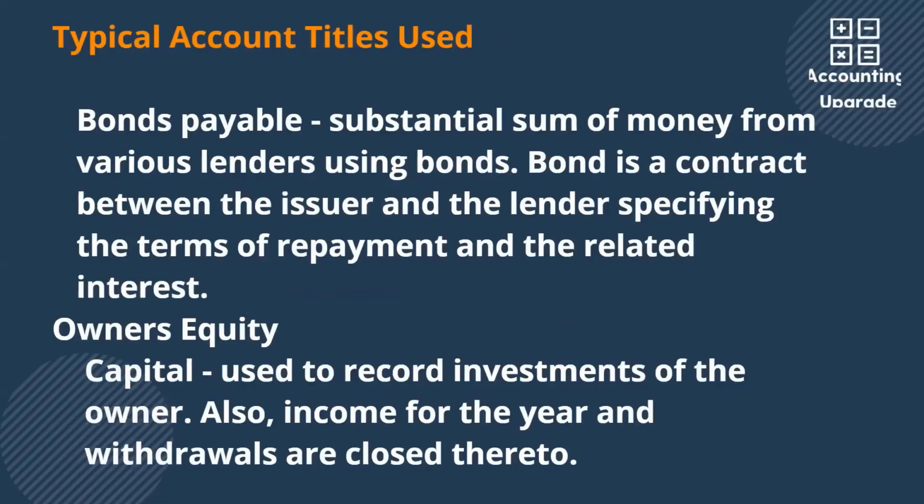And also, the typical account used may include bonds payable, which is a substantial sum of money from various lenders using bonds, which the bond is a contract between the issuer and the lender, specifying the terms of repayment and the related interest. And then capital, which is used to record investments of the owner, and also the income for the year and withdrawals are closed thereto.